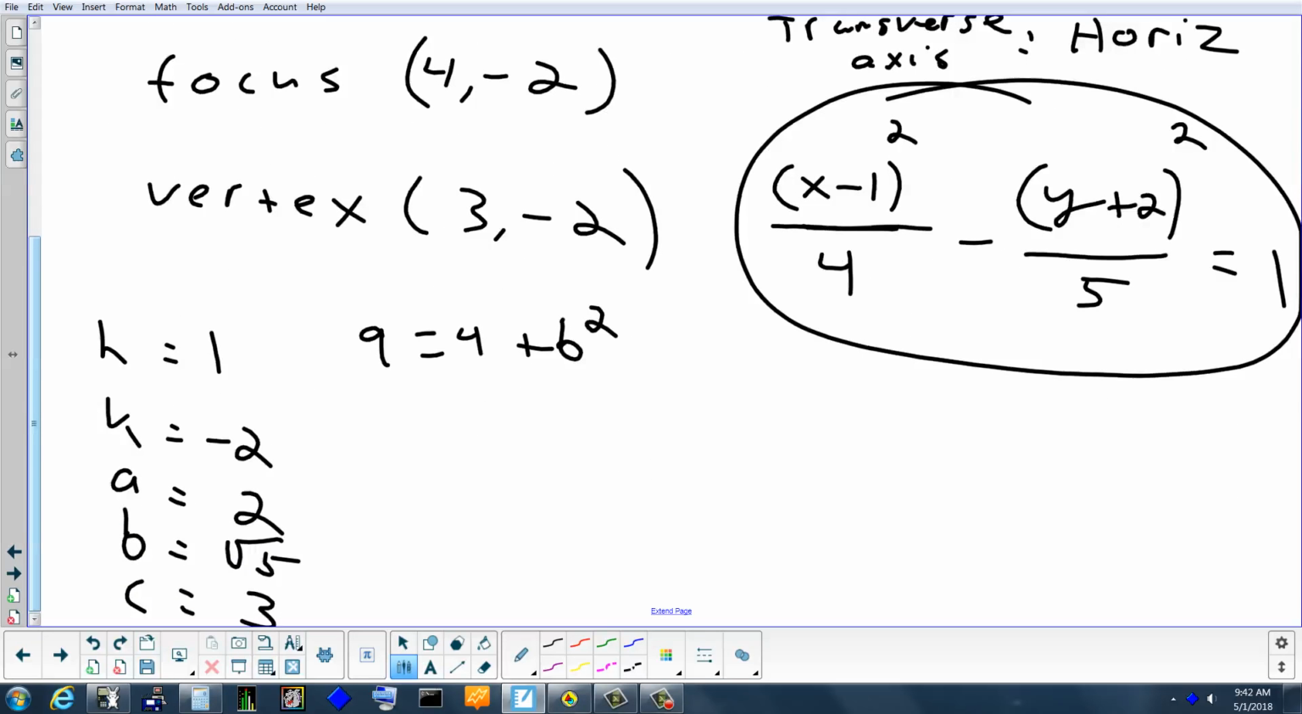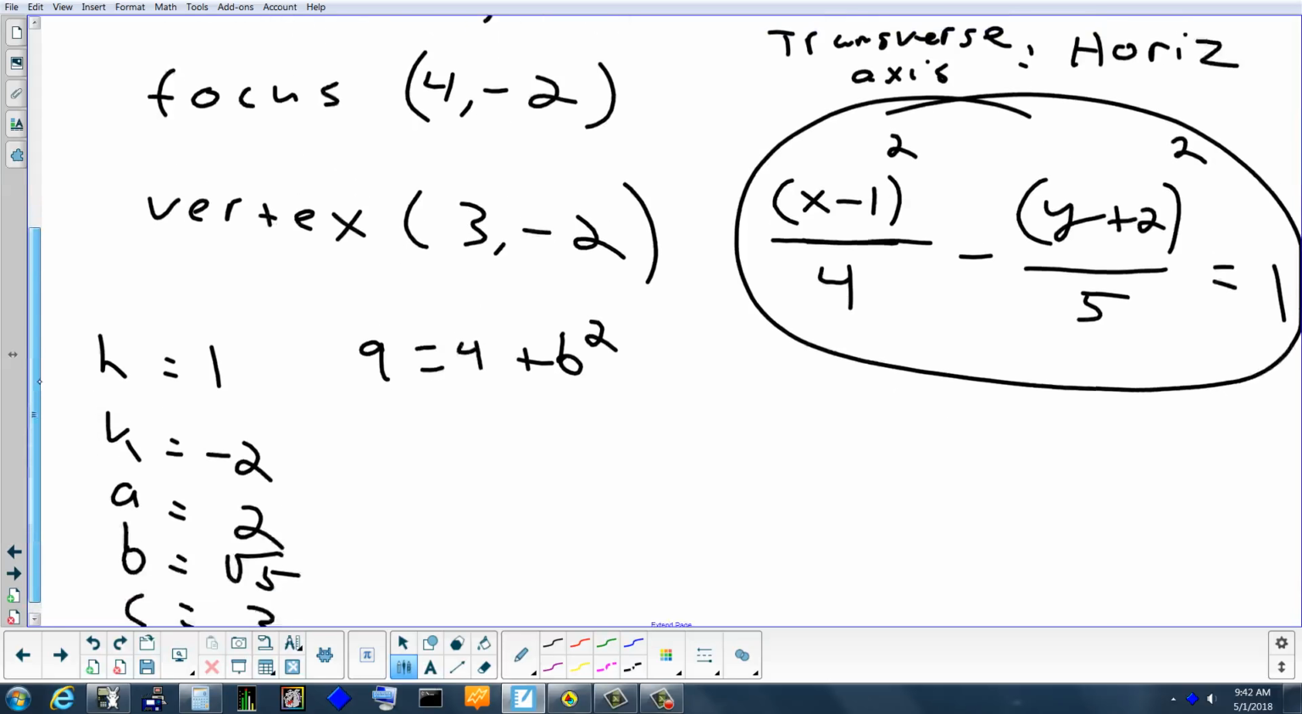Any questions on? Okay, so the last one we're going to do is going to be a discuss. It's going to be a little bit harder because this time it's not going to be written in standard form. We're going to have to get it that way by completing the square. It's not as easy as just dividing through by a number, which when it's not shifted, that's all you have to do.